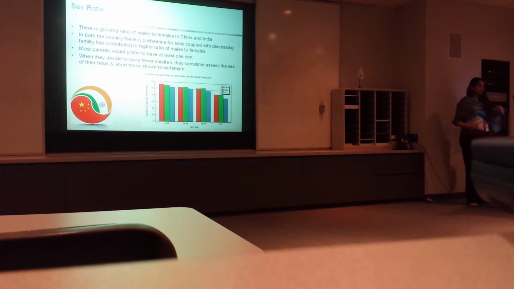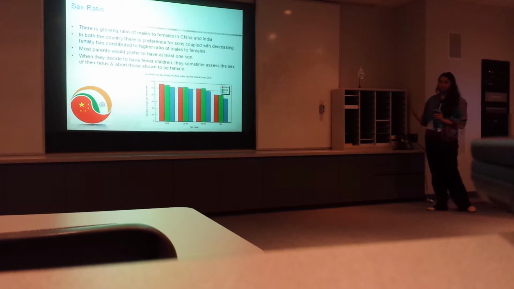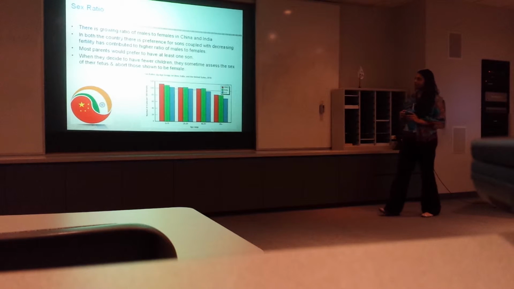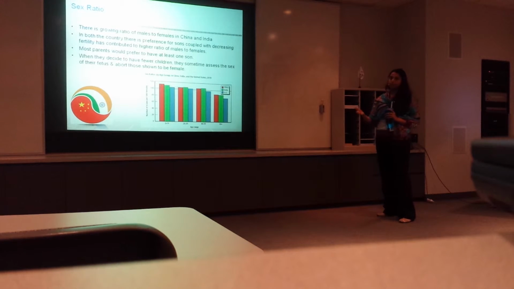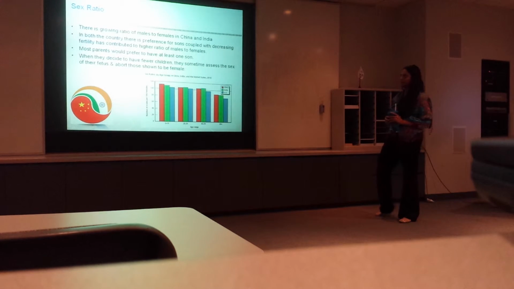The fourth is the sex ratio. There is a growing ratio of males to females in China and in India. In both these countries, there is a preference for sons coupled with decreasing fertility, which has contributed to a higher ratio of males to females. Most parents would prefer to have sons, probably because of the social norms or the historic cultural preferences in both of these countries.